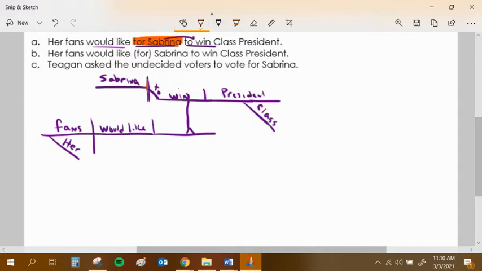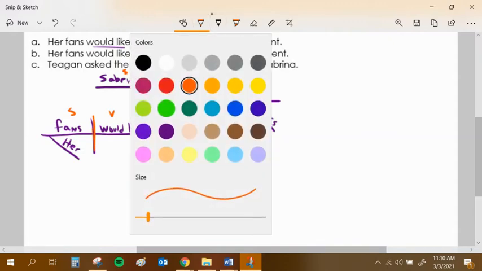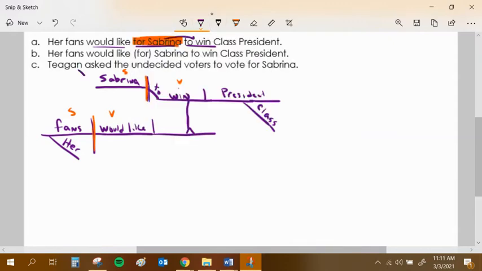I want you to see that this line here is sort of replicating this line here. I'm separating my subject from my verb. And then sometimes I would have this word for, which gets us into this structure. So for is a preposition to get us into the word Sabrina. So the word for sits here. So I end up having her fans would like for Sabrina to win class president.